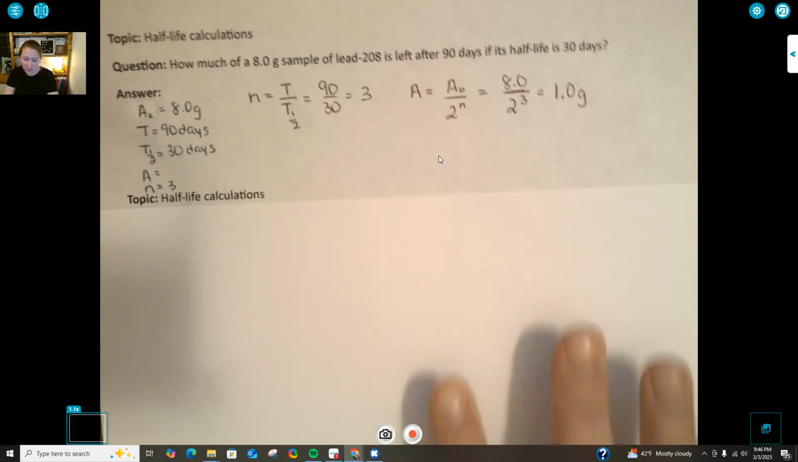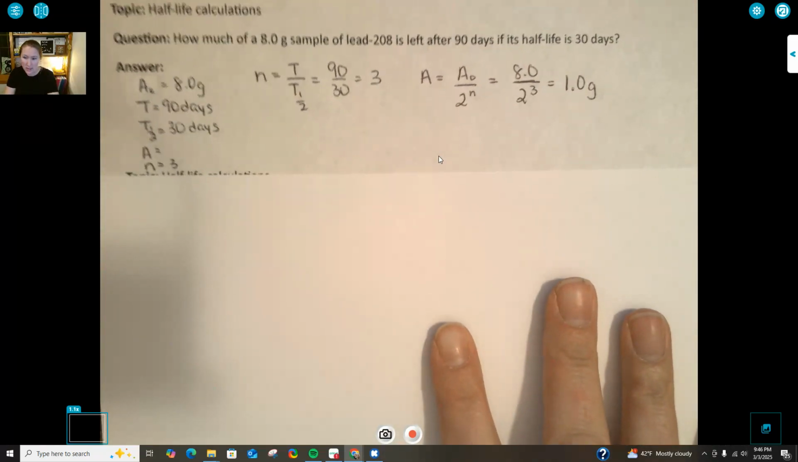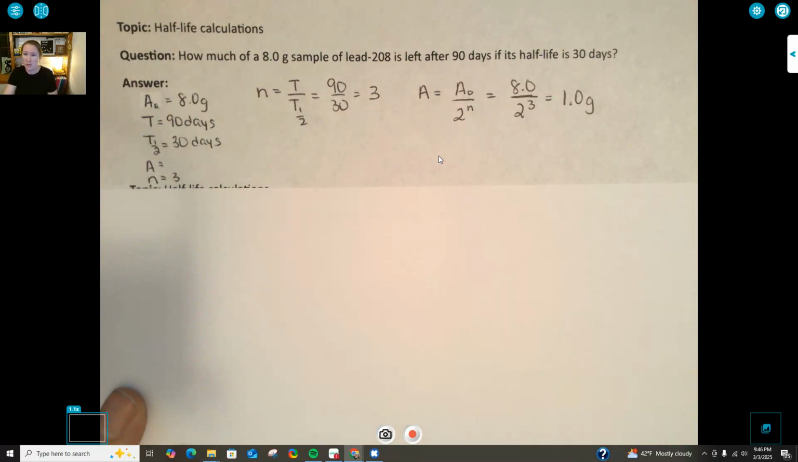Then we have our half-life calculations. One thing that I check here: this one says, how much of an 8-gram sample of lead-208 is left after 90 days, given its half-life of 30 days. First we need to work on, can they figure out the number of half-lives really easily if they're given the total time and the time of the half-life? That checks their comprehension. Do I understand what a half-life is? This is a really easy one in that we get 3, and then we're plugging it into our formula, which they have from their notes.